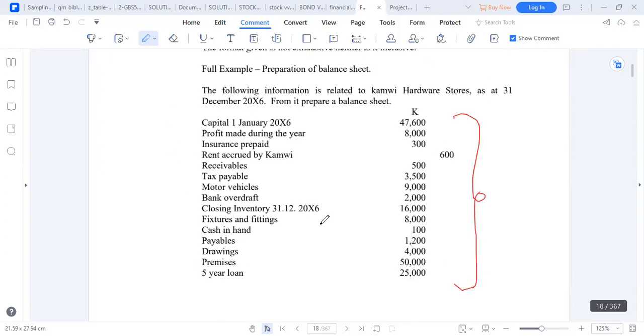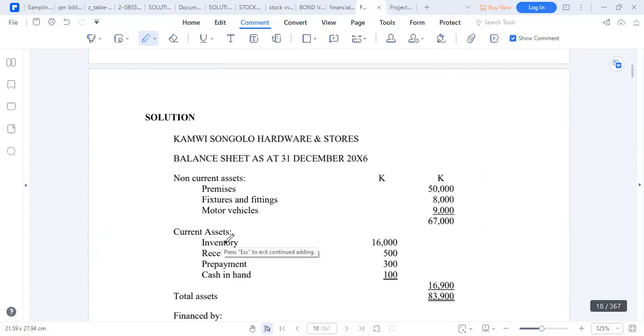We looked at an example here where we have figures that are given that will be placed in the balance sheet. So all these figures: we have capital, profit, insurance prepaid, accrued expenses, and accrued receivables, which are debtors, tax payable, these are current liabilities, motor vehicles, fixed assets, bank overdraft, liabilities, closing stock. This is our current asset, cash at hand, drawings, and the 5-year loan.